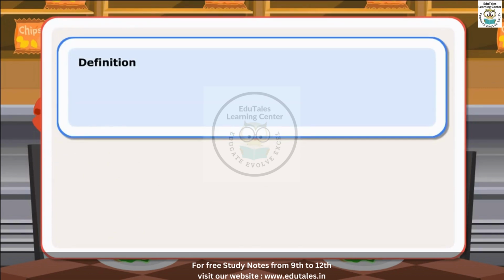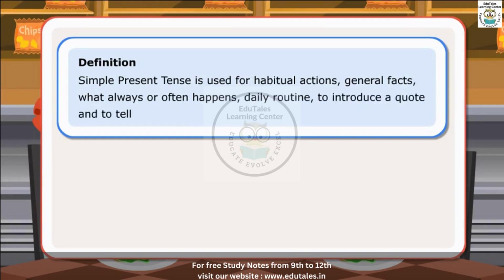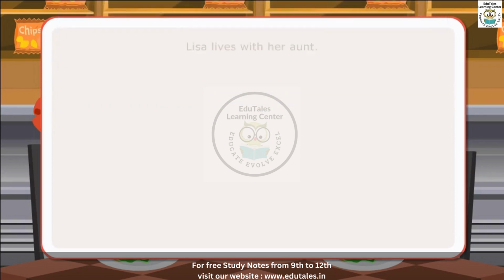Definition. Simple present tense is used for habitual actions, general facts, what always or often happens, daily routine, to introduce a quote and to tell about a future event which is a part of a fixed schedule. Let us look at a few sentences.